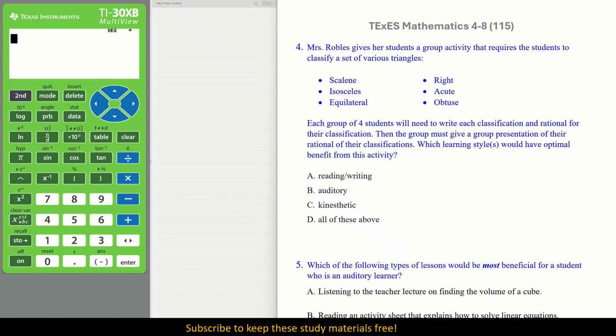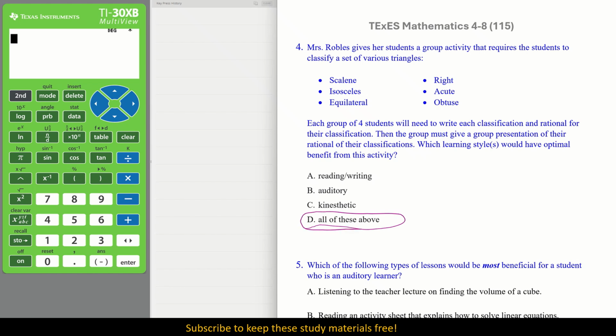Then the group must give a group presentation of their rationale of their classifications, which learning styles would have optimal benefit from this activity. Okay, we have reading, writing, auditory, and then your hands-on kinesthetic. And then D says all of the above. Oh, absolutely all of the above.